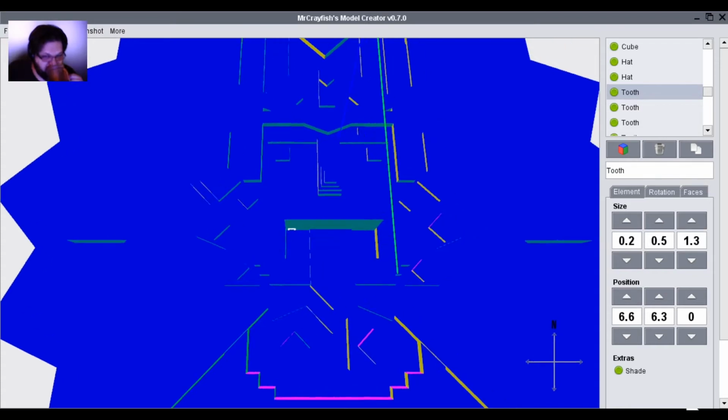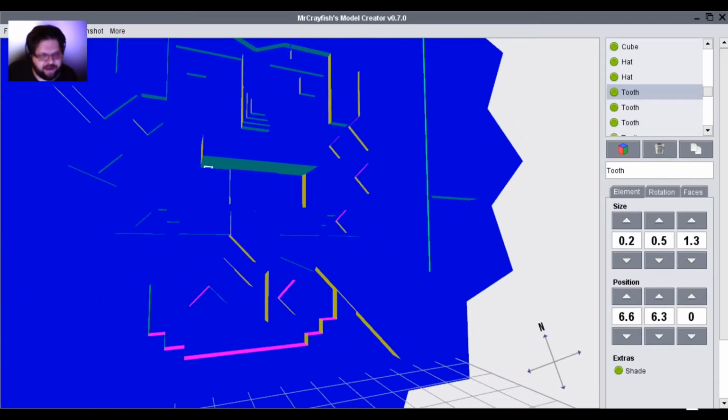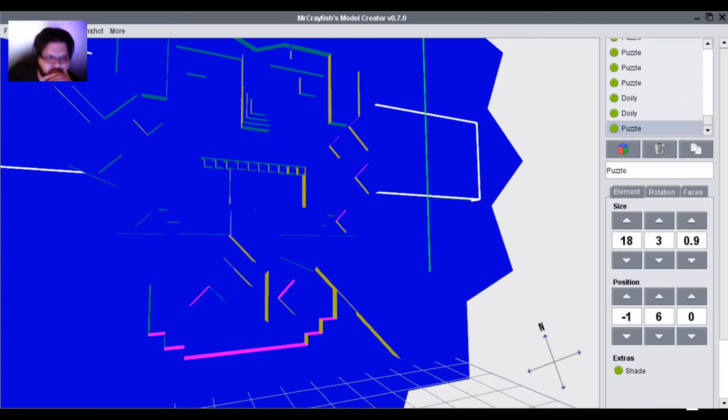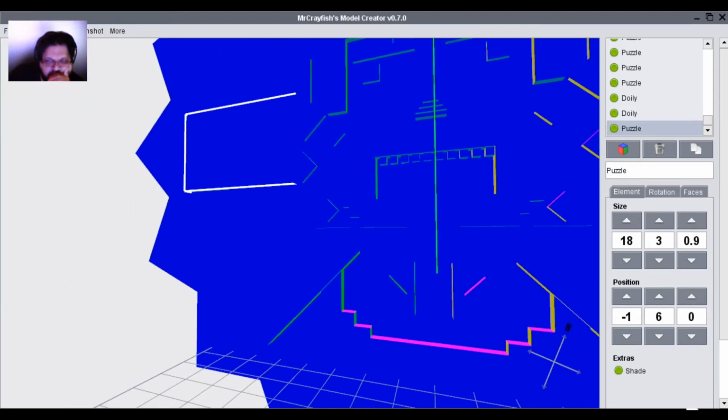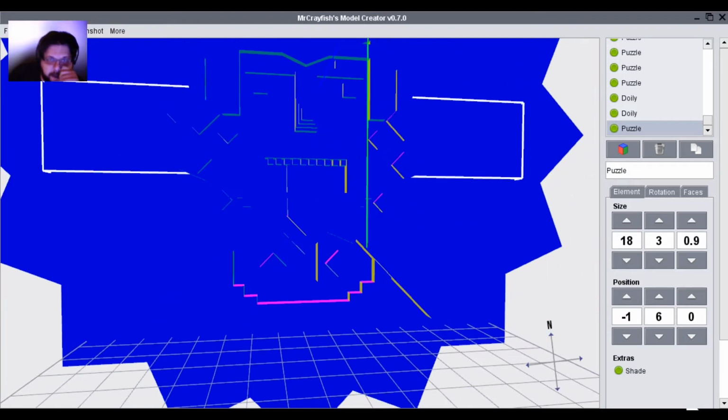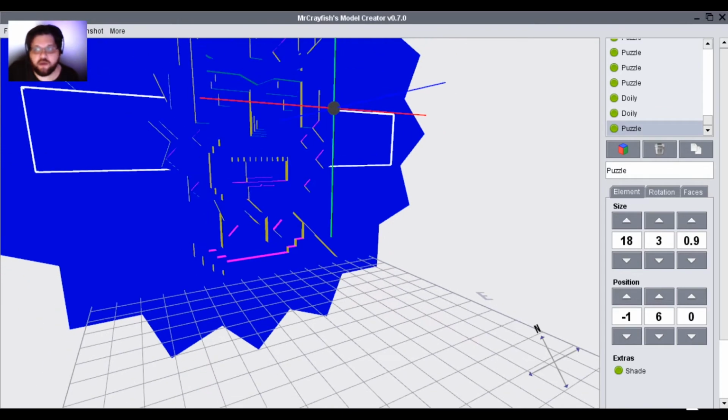Okay, let's get back to this. Where were we? What was I doing here? Ah, the teeth. If I make the mouth 0.1 unit wider, that'd fix everything, but that would mess everything up. So I'm going to keep it as is.